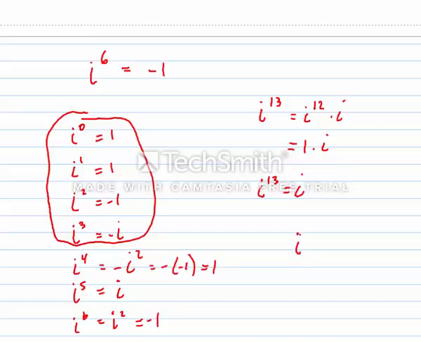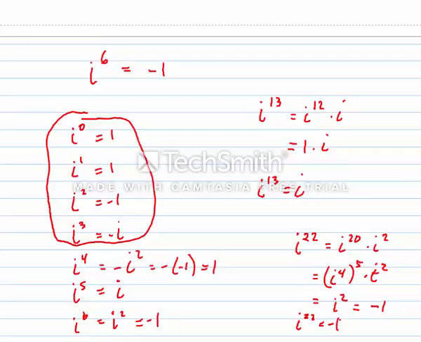Okay. What about i to the 22nd, say? Well, that's equal to i to the 20th times i squared. i to the 20th is just i to the 4th to the 5th times i squared. Every i to the 4th is 1, so that's just equal to i squared, and i squared is equal to minus 1. So i to the 22nd is equal to minus 1.